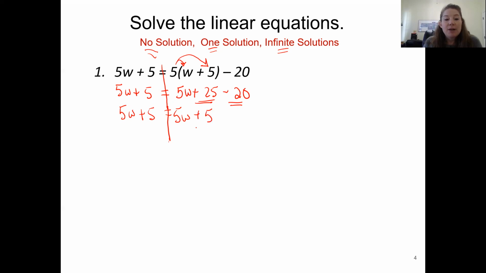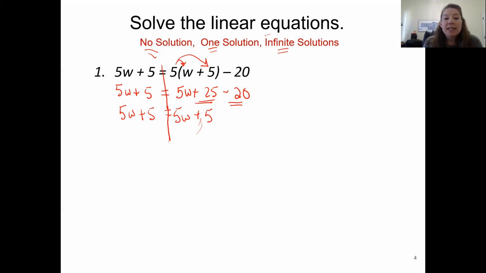Now, what do you notice on both sides of the equal sign? They're exactly the same, right? So if I tried to cancel out my 5s, I would subtract 5 from both sides and get 0. And then I'd end up with 5w equals 5w, which is the same thing. So as soon as I get the exact same expression on both sides of the equal sign, I can stop.